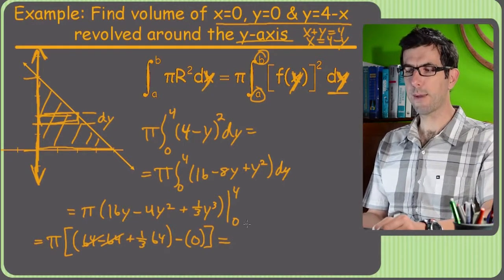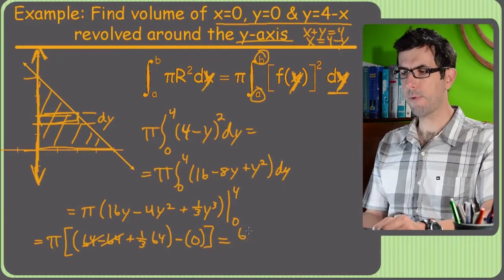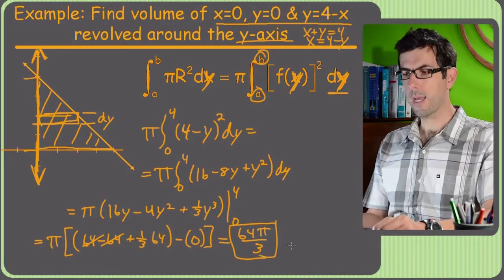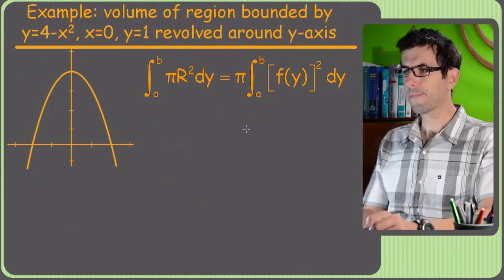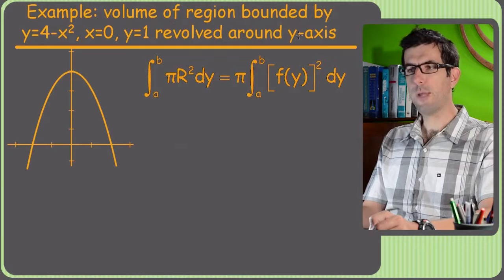It's one of the great things about integrating from 0 to something. So we just get 64 pi over 3. Same thing we got last time. All right, so that's dy. All right, revolved around the y-axis.